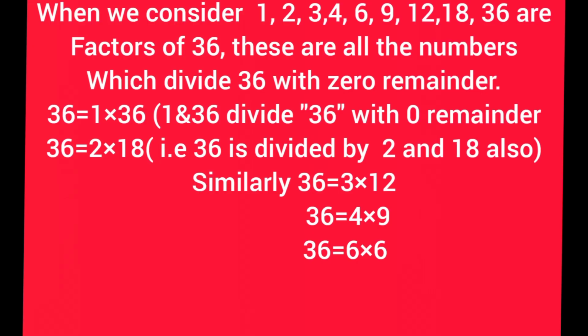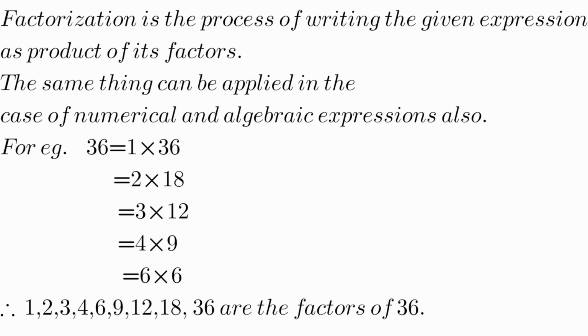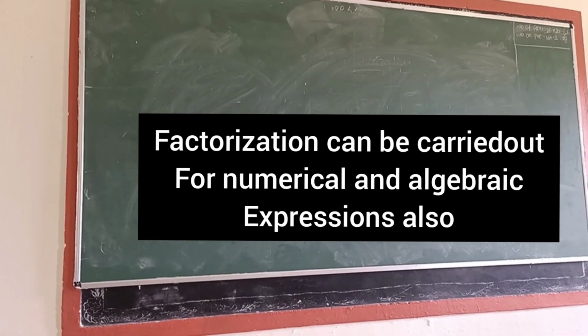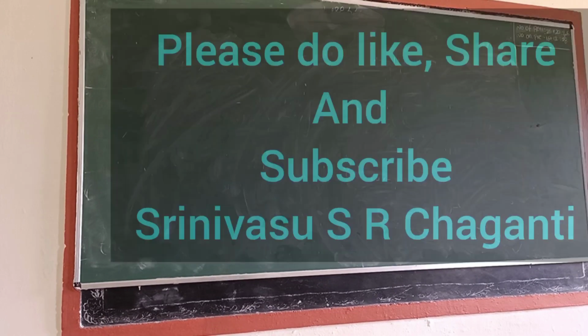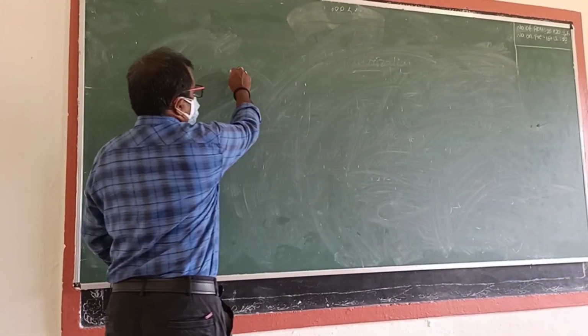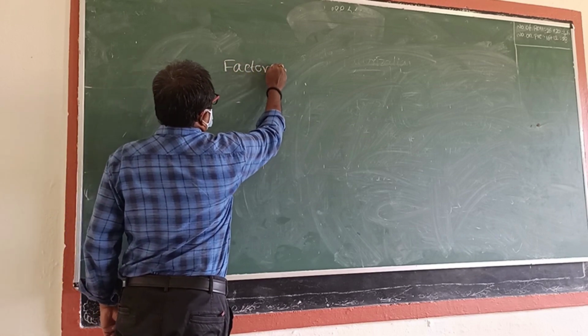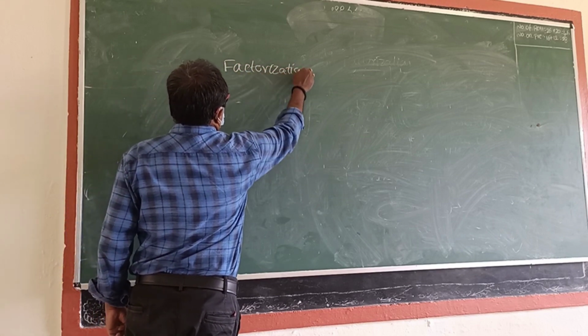Here friends, you have already learned how to write the given number as a product of its factors. For example, 36 can be written as 1 into 36, 2 into 18, 3 into 12, 4 into 9 and 6 into 6. Therefore, these are all the numbers which divide 36 with zero remainder. So, factorization can be carried out for numerical and algebraic expressions also. So, let us see what is meant by factorization in today's session.